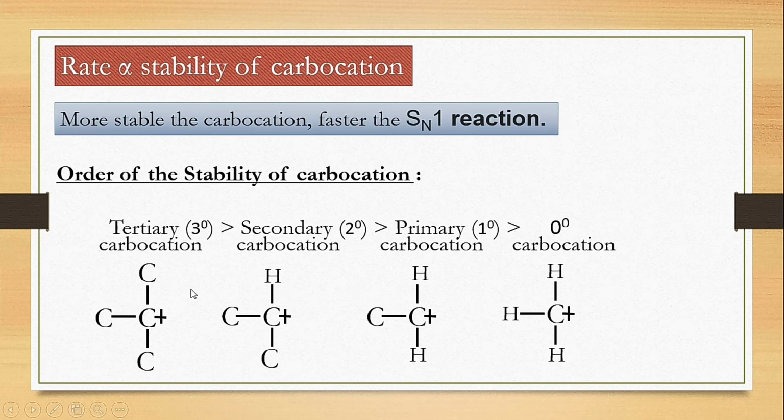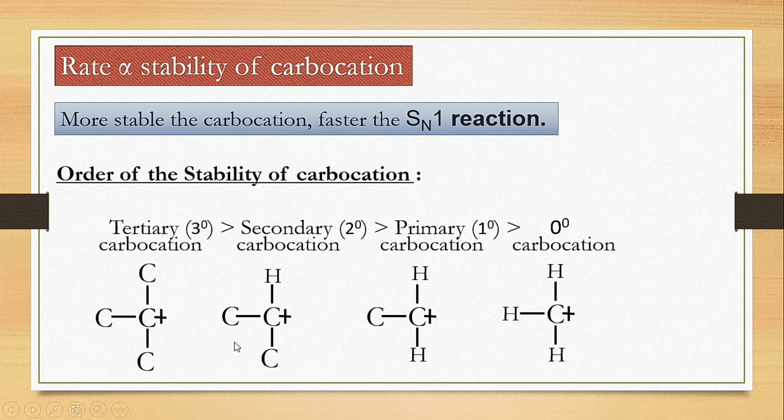See here, in the tertiary, 3 more carbon atoms are attached to the center carbon atom. So that's why it is tertiary. In the secondary carbocation, 2 more carbon atoms are attached to the center carbon atom. In the primary, the center carbon atom is attached to 1 more carbon atom. And in the case of 0 degree carbocation, you can see no more carbon atoms are joined to the center carbon.